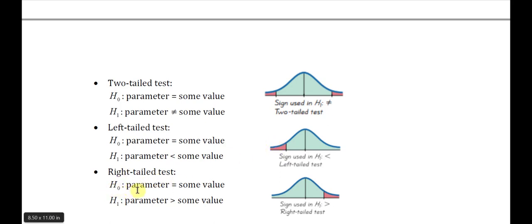The null hypothesis is always the parameter equal to some value. And then the alternative hypothesis is that the parameter is bigger than some value, which is the right tail. Or you can think of it this way: the arrow is pointing to the right, so it should be the right tail test.